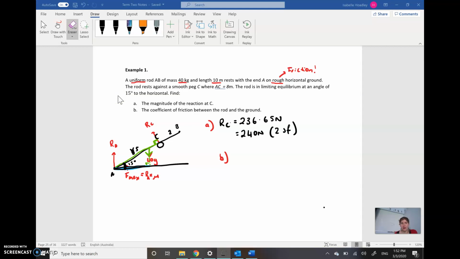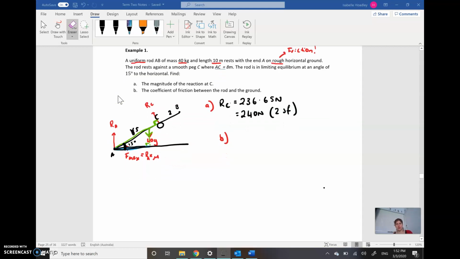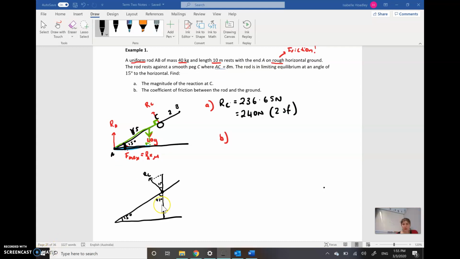Alright, so for the second half of the question, we're finding the coefficient of friction between the rod and the ground. Now, I just wanted to go into this a little bit more and do a bit of an investigation about what's actually happening at C. So I've drawn this little diagram for C. Here's our rod, there's our 15-degree angle, there's our C there.